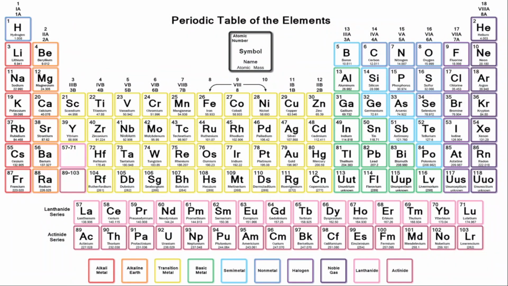The periodic table arranges elements in terms of vertical columns, which are called groups, and horizontal rows, which are called periods. Now, elements are placed in the periods based upon the number of shells, and they are placed in the groups based on the number of valence electrons. Now, if you notice closely, starting from hydrogen all the way over to helium, we have 18 vertical columns. So technically, there are 18 groups of the periodic table.